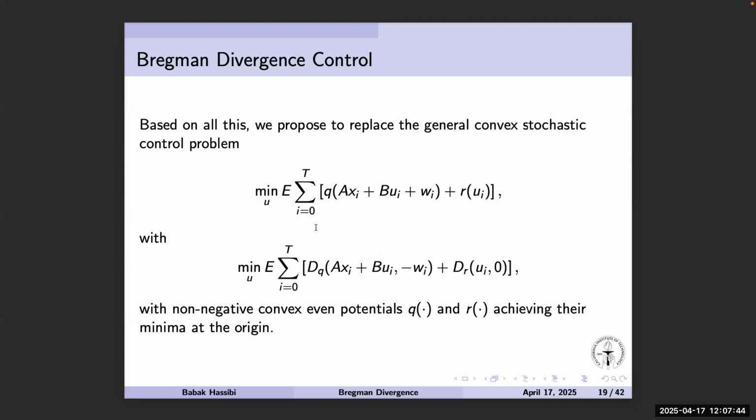So I'm changing the problem to, rather than make x i plus 1 small, I'm going to try to reduce the Bregman divergence between the deterministic and the random part. That's how I'm changing this problem. This I'm not doing much. This is just a facetious way of writing this. I just wrote it as a Bregman divergence because when I put a 0 in the second argument, it recovers the cost. So I'm going to assume that these two functions are non-negative, convex, even, potential. And their minima are at the origin.